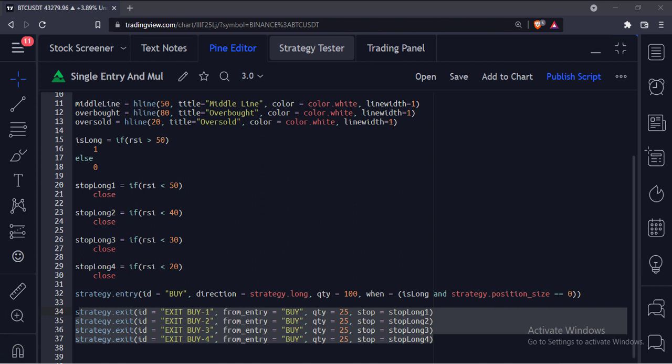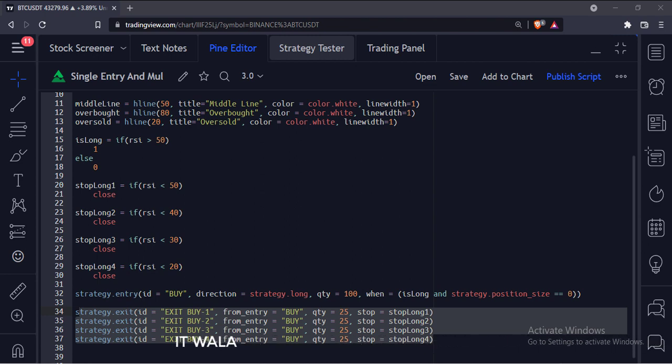And these are the 4 exits. The first argument is the ID of the exit. The second argument is the ID of the entry. The third argument is the quantity to exit. We are going to exit 25 quantities in each exit. And the last argument is the stop-loss condition.